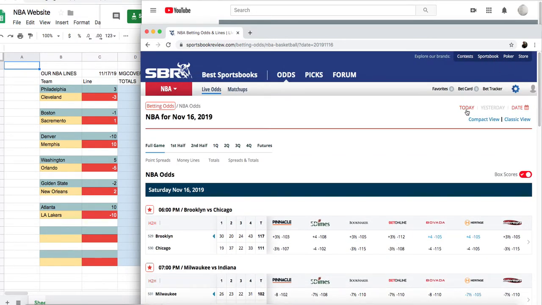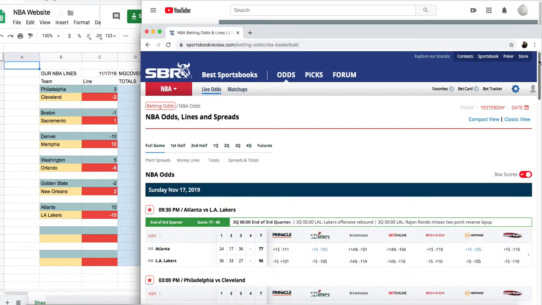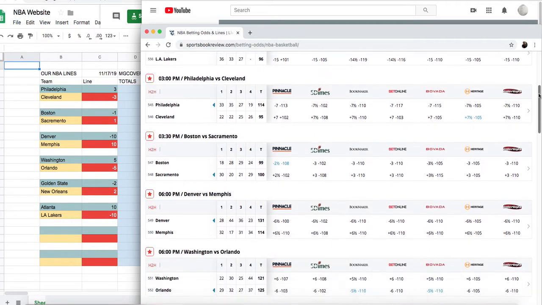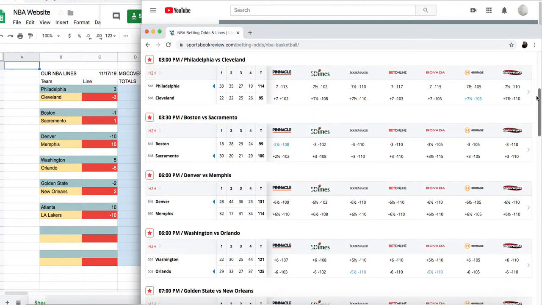All right, let's see. Today's date. Okay, so let's take a look at today's games, which would be 11/17. So you can see there, Philadelphia, Cleveland. We had Cleveland as the favorite -3, and the actual sportsbook line had Cleveland +7.5.